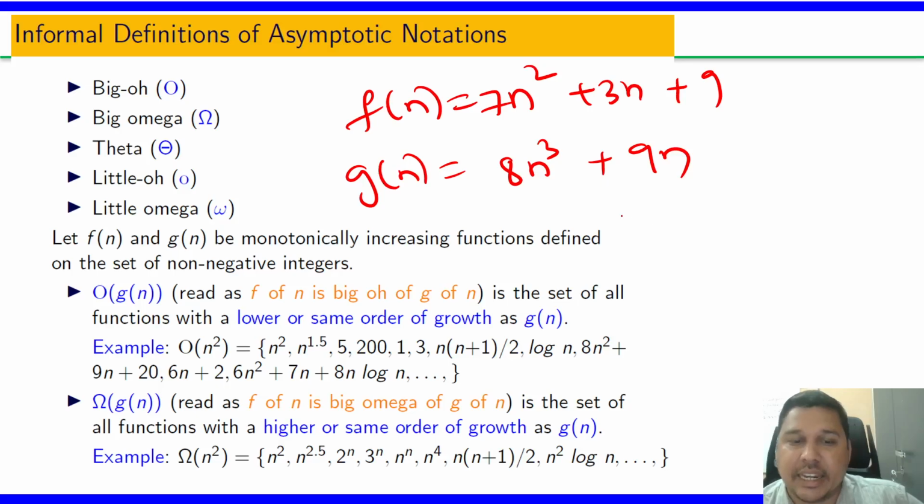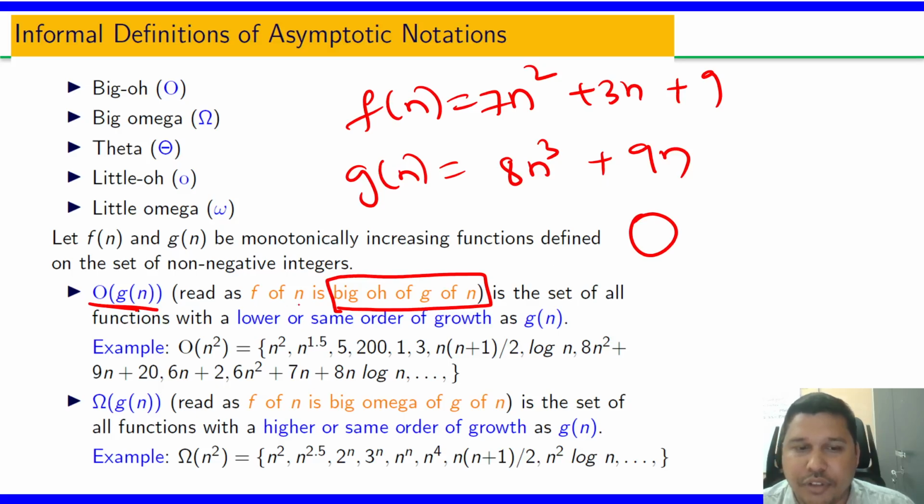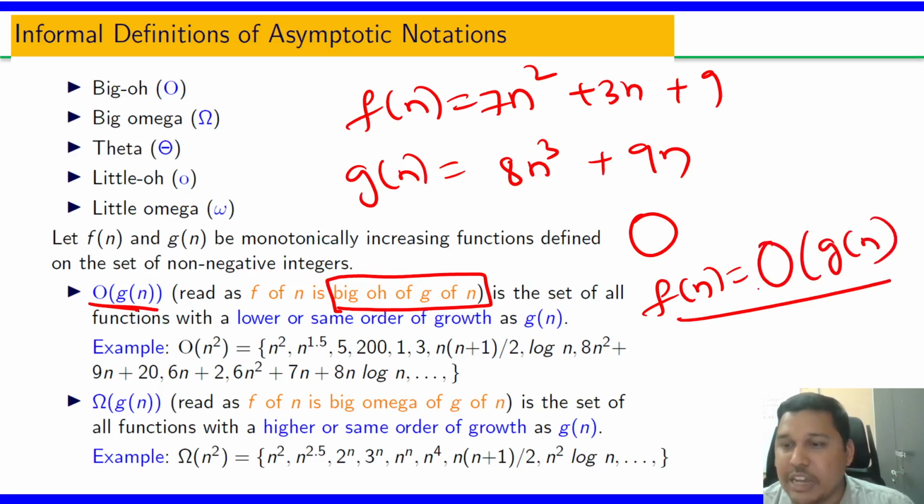Then we use big O notation. The definition of big O of g of n: we read it as big O of g of n. We say f of n is big O of g of n. When do we say this, that f of n is big O of g of n? Whenever f of n has the lower or same order of growth as g of n.